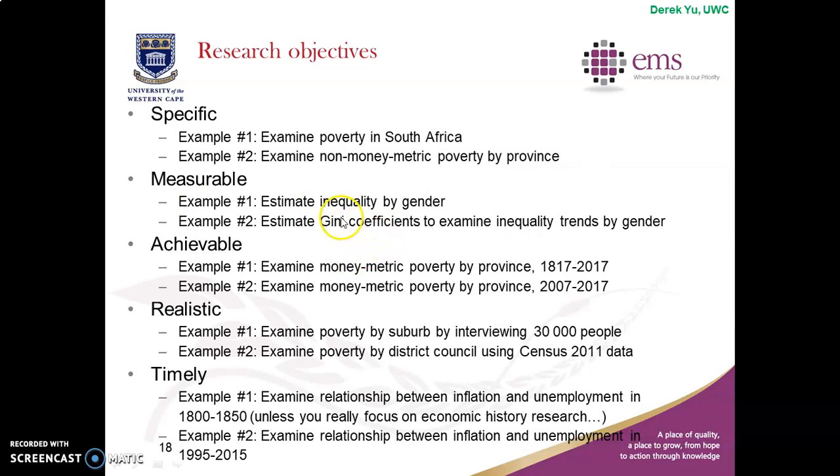Estimate inequality by gender. Okay, it is unclear inequality. We have many inequality indices. So if you look at example 2, it is better. I specifically mentioned that this is my measurable inequality index, Gini coefficient by gender.